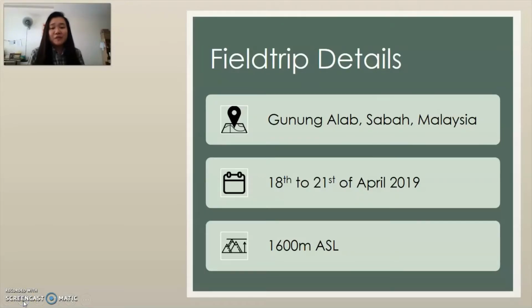First, I would like to give you some details of my field trip. The field trip that I went on was held in Gunung Alap, Sabah, Malaysia in the Tambunan district. I was there from the 18th to the 21st of April 2019, so I was there for 3 days and 2 nights. The elevation of the site was 1,600 meters above sea level, so it can get pretty chilly sometimes. The temperature was about 18 degrees Celsius and it can drop even lower than that.